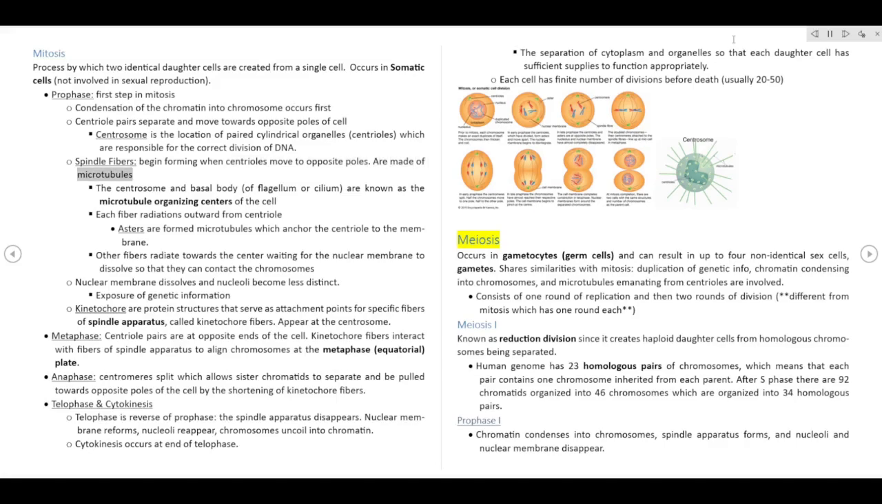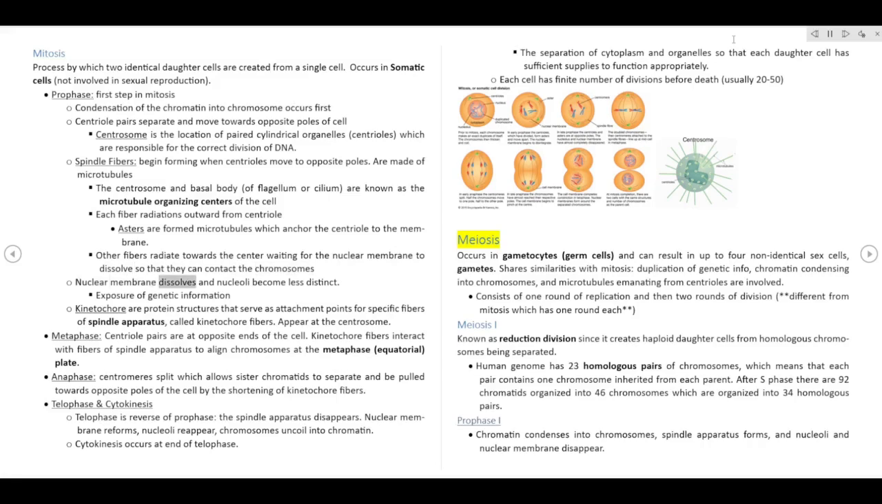Spindle fibers are made of microtubules. The centrosome and basal body of a flagellum or cilium are known as the microtubule organizing centers of the cell. Each fiber radiates outward from the centriole. Asters are formed by microtubules which anchor the centriole to the membrane. Other fibers radiate towards the center, waiting for the nuclear membrane to dissolve so that they can contact the chromosomes.